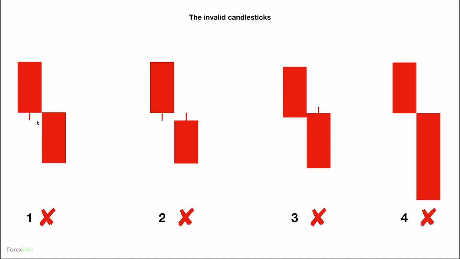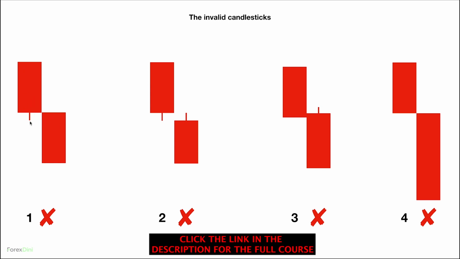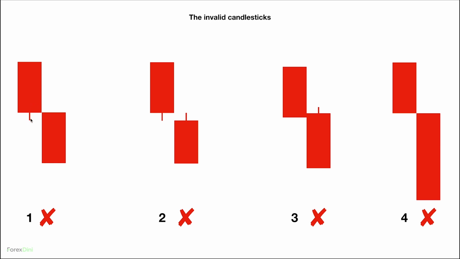When I talk about completely below or above, I mean completely including the body and the wick, right? If this candlestick opened below, it would have been valid, but it opened in between the body and the wick or the tail. That's why it's invalid. The second candlestick cannot touch the first candlestick. And when I say candlestick, I mean the body and the wick together. This is the body, this is the wick. Together we call them candlestick.